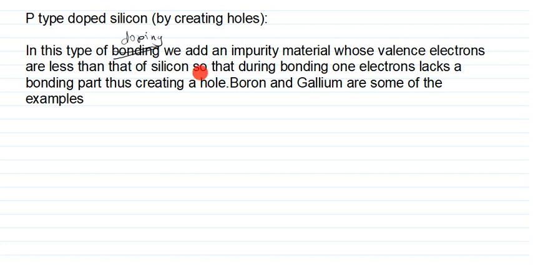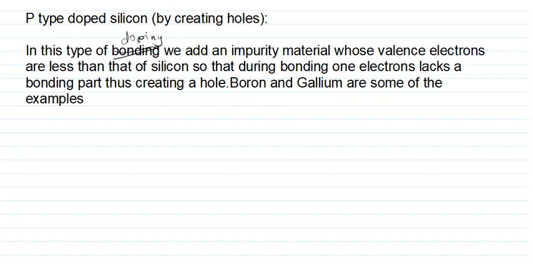I even give you a reason why we do this. So that during bonding, one electron lacks a bonding partner, thus creating a hole. Boron and gallium are some of the examples of these impurities.